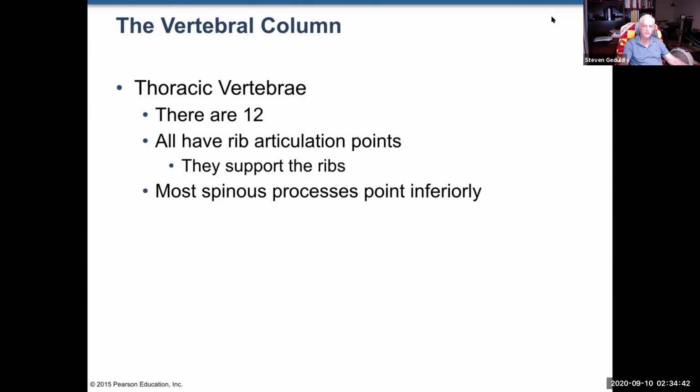Okay. There are 12 thoracic vertebrae. All have rib articulation points. So every thoracic vertebra has a rib attached to it. All 12. The spinous processes point inferiorly. That was what I was trying to think of, spinous process. So most spinous processes point inferiorly on the thoracic vertebrae.